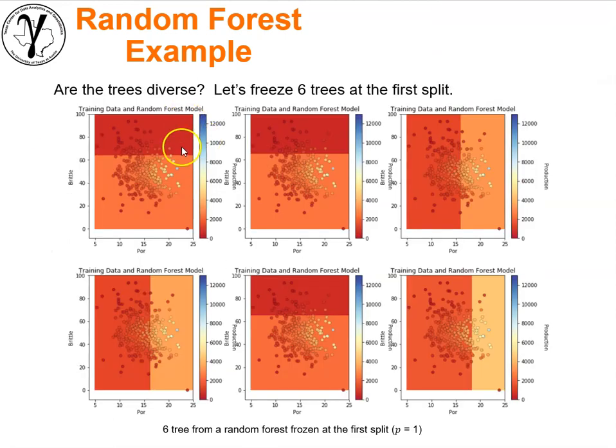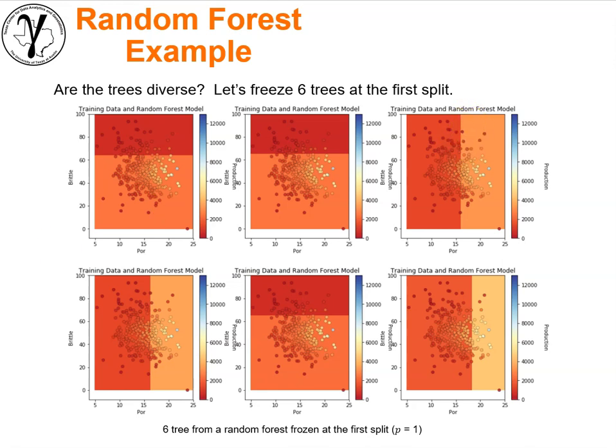Well, let's prove it to ourselves. So we made 300 trees where we could only pick 1 predictor feature per split. So of the 300 trees, I took 6 out of there. And then what I did is I stopped the tree and I just looked at the very first split to see where the first split occurred. And when I did that, this is what I saw. A split on brittleness, a split on brittleness, a split on porosity, porosity, brittleness, porosity. And so about half the time, the first split was on brittleness, and half the time the split was on porosity.